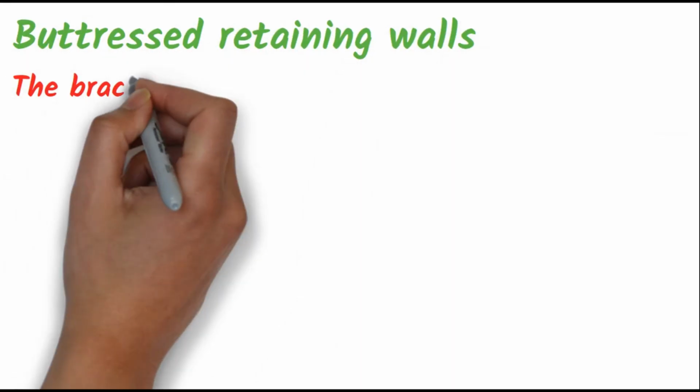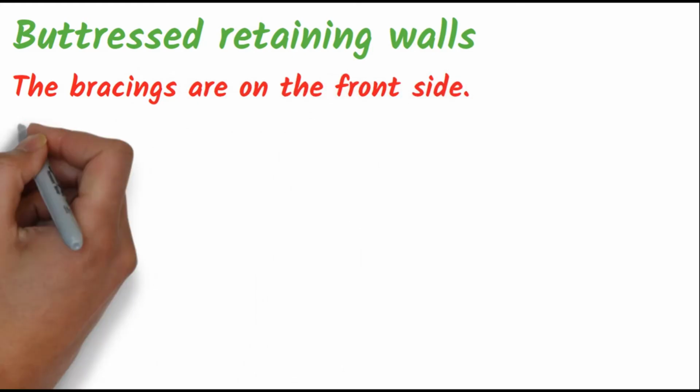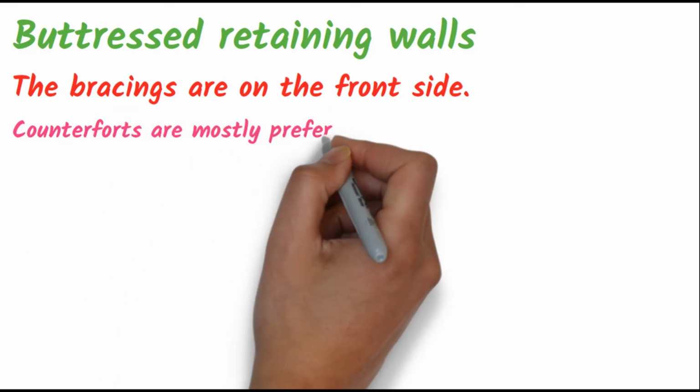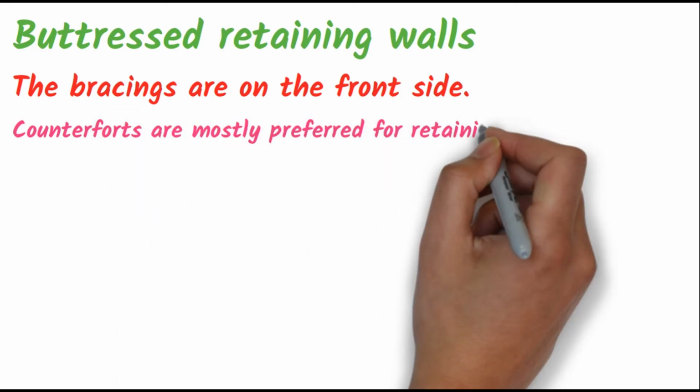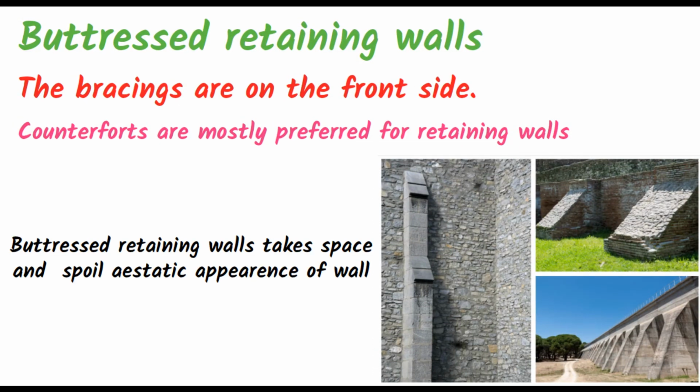They are the same as counterfort retaining walls. The only thing is that the vertical bracings are on the front side. But in most cases, counterfort retaining walls are preferred. Sometimes buttressed retaining walls will be used, but because the counterfort comes in the front portion, aesthetically it will spoil the appearance of the wall.